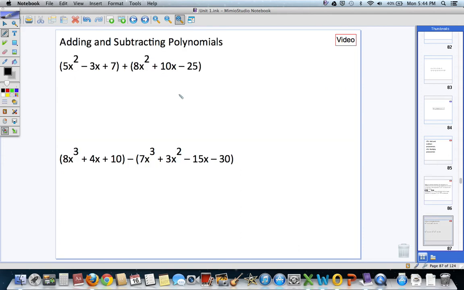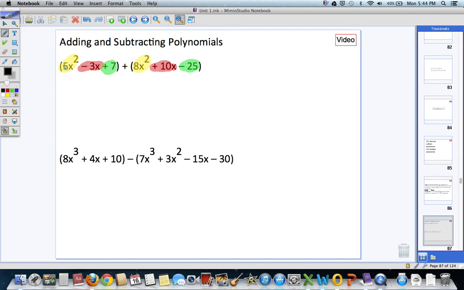Adding and subtracting polynomials. So here, we want to take our like terms and combine them. So this is telling me to add. So let's look at my like terms here. Here I have a squared term. Here I have a squared term. Here I have just an x, and I'm going to keep that with my minus. Here I have just an x with a plus. And then I have a constant, and I have a constant, but I'm keeping my signs.